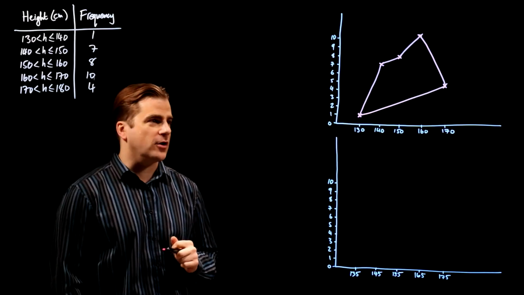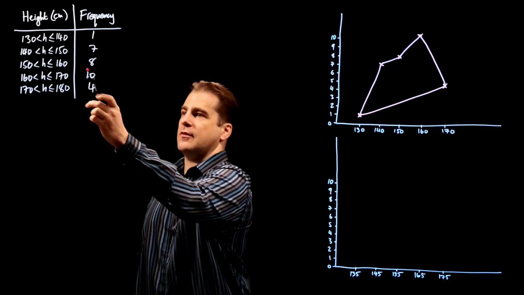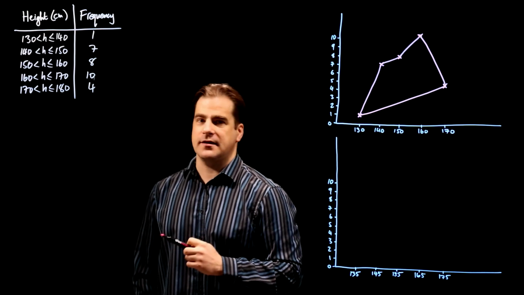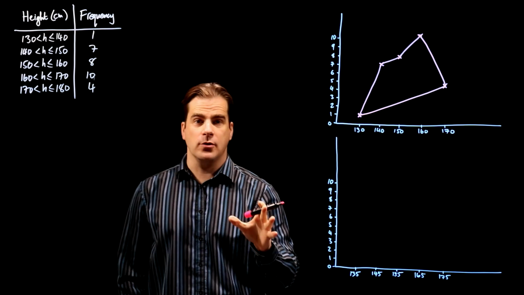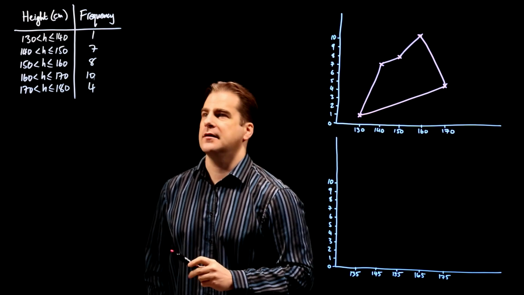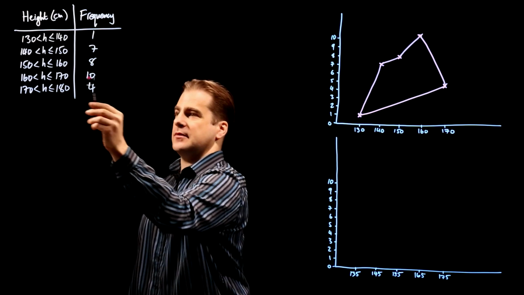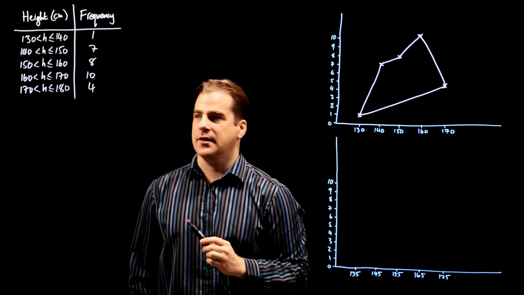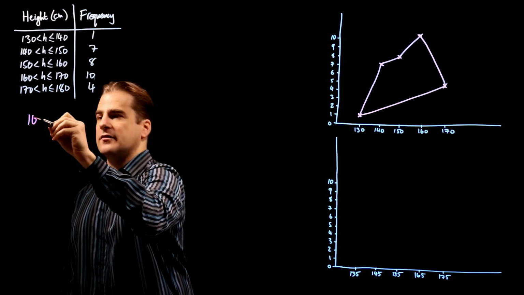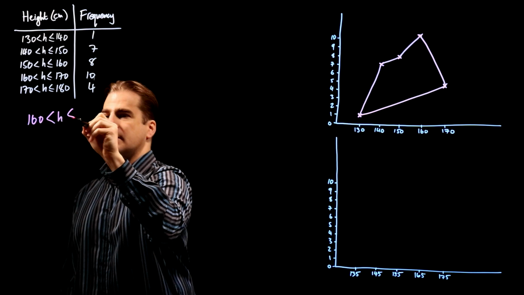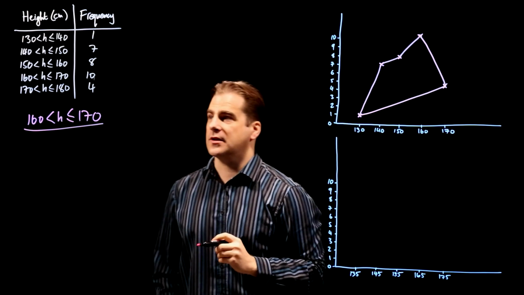Right, frequency polygons. So, first question is, write down the modal class interval for this data here. Modal means the one with the most in it. And the biggest one is 10. There are 10 people in this class. So, the modal class is 160 to 170. Okay, that's the modal class interval.